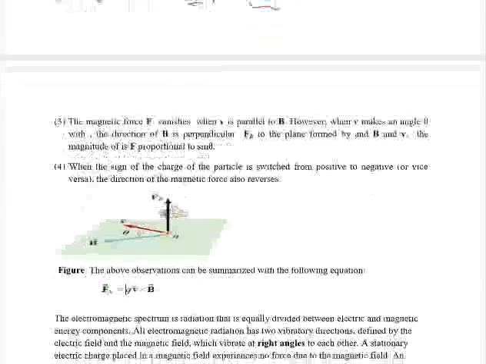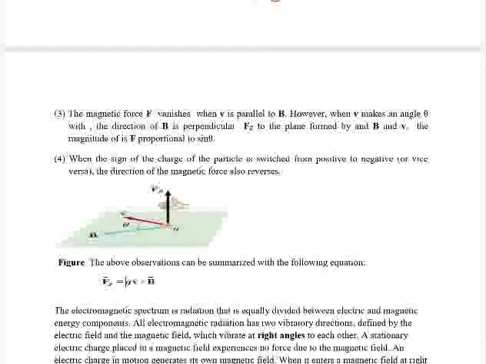The third point is that the force vanishes when V is parallel to B, and the force becomes maximum when B is perpendicular to V. When the sign of the charge of the particle is switched from positive to negative or vice versa, the direction of the magnetic force is also reversed. These are the basic rules.